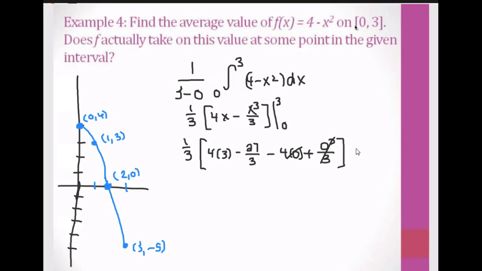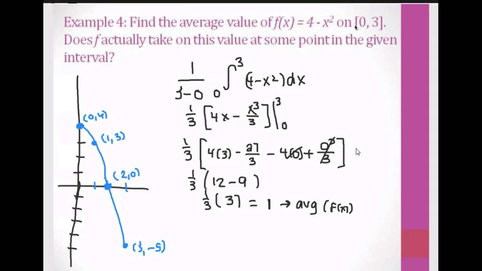So you get 4 times 3, which is 12, 27 divided by 3, which is 9, 12 minus 9, which is 3. So you get 3 times a third, which means the average value of this function. 3 times a third is not 3, 3 times a third is 1. So the average value of this function, which we would say AVG of f of x, is equal to 1.